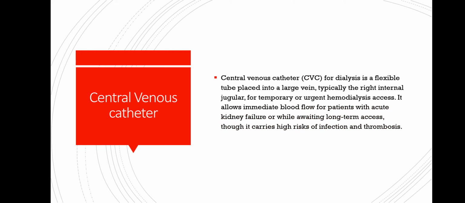Next, central venous catheter. Central venous catheter is also known as CVC. CVC for dialysis is a flexible tube placed into a large vein, typically the right internal jugular, for temporary or urgent hemodialysis access. It allows immediate blood flow for patients with acute failure or while awaiting long-term access. Though it carries high risk of infection and thrombosis.